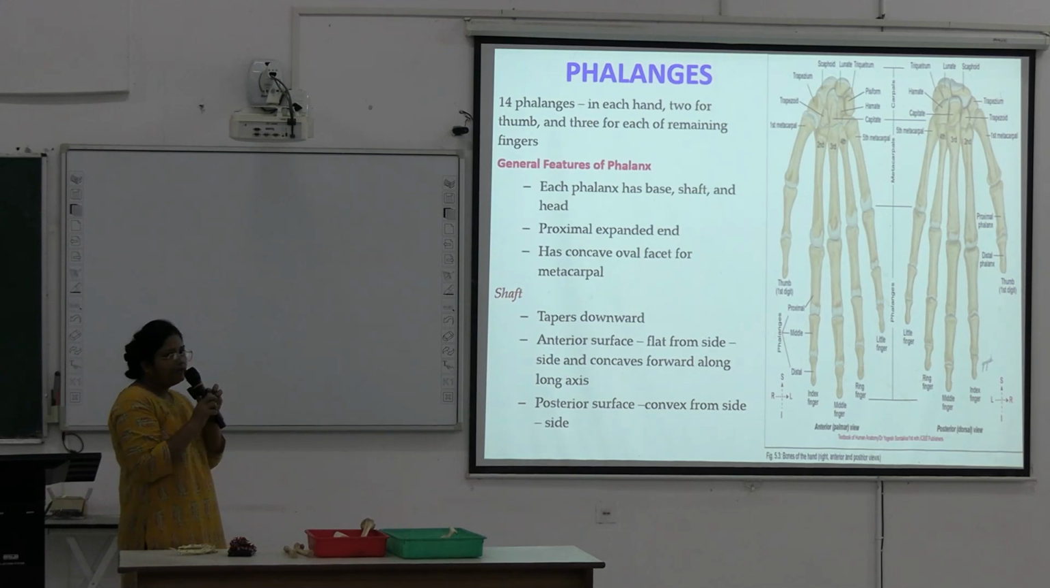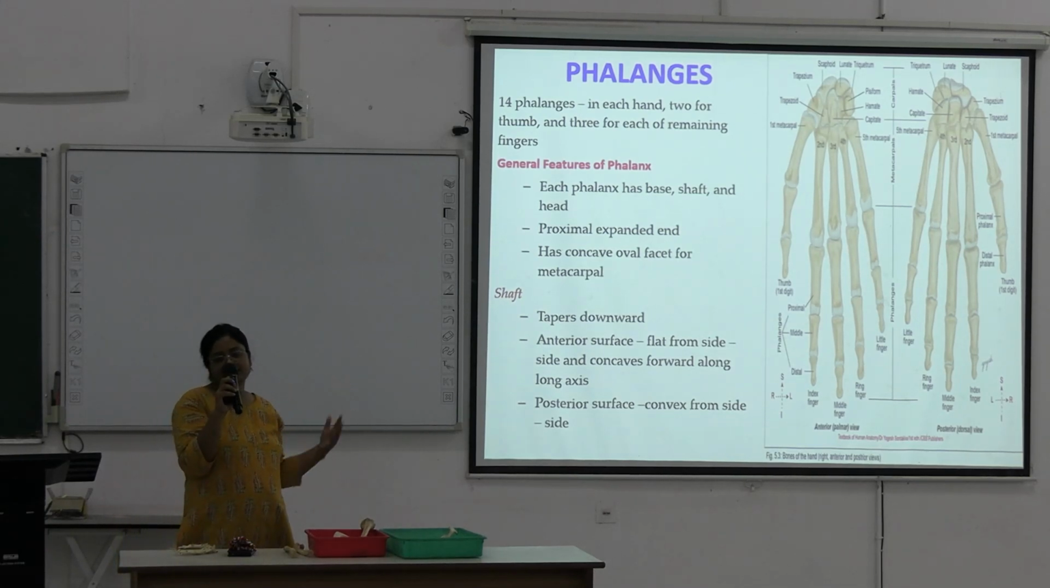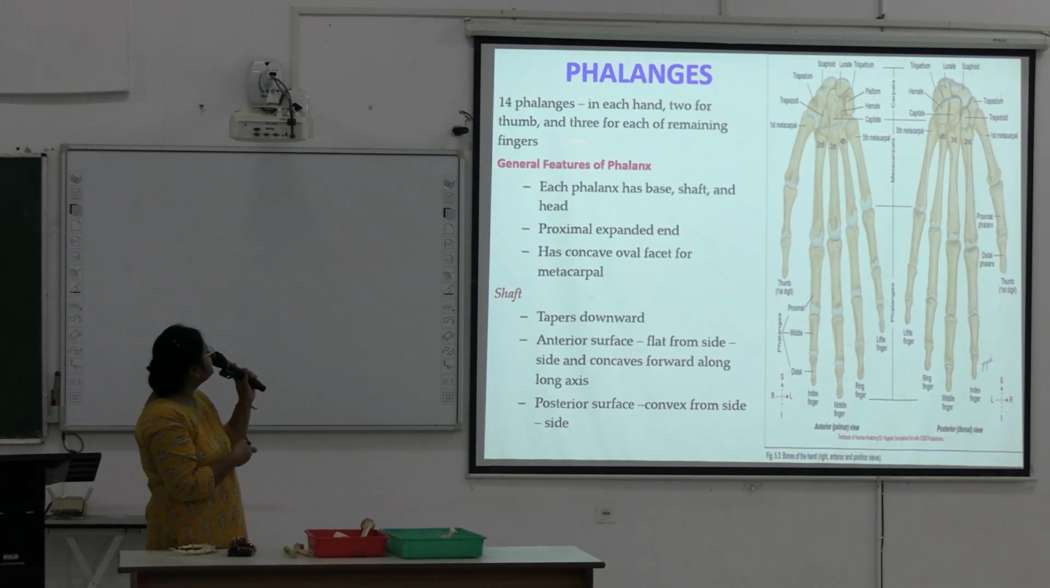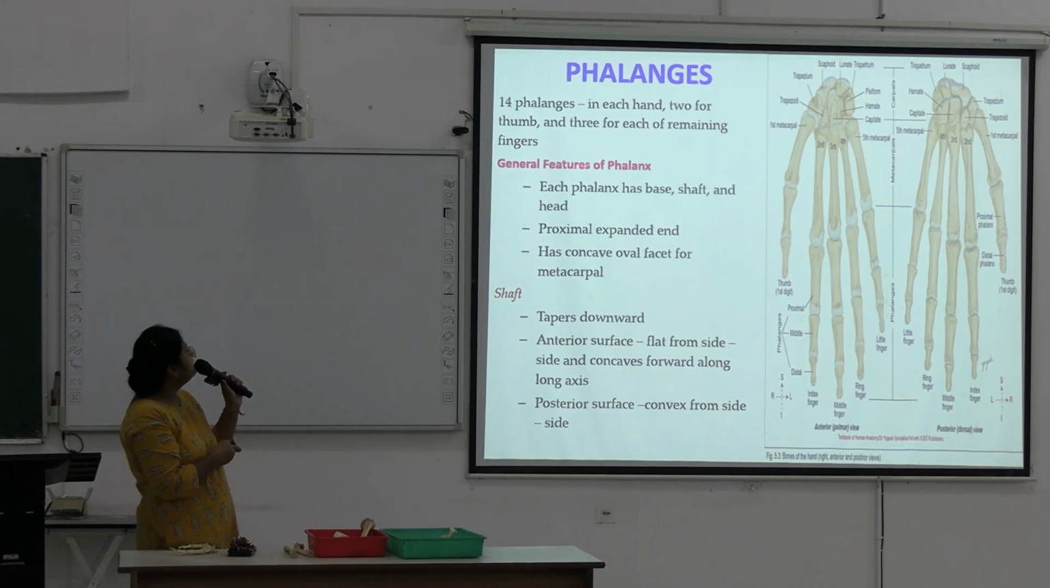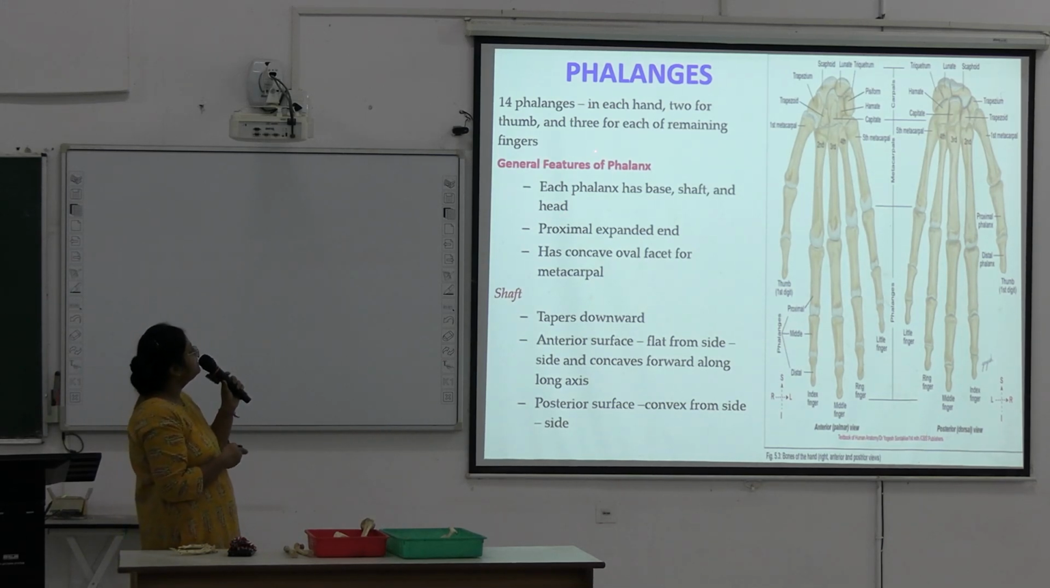Phalanges. So we have discussed the first metacarpal in detail, the common features of the rest of the metacarpals, and their ossification. Next we will go to the phalanges. Phalanges are 14 in total in each hand, 2 for the thumb and 3 for each of the remaining fingers. So what are the general features of a phalanx?